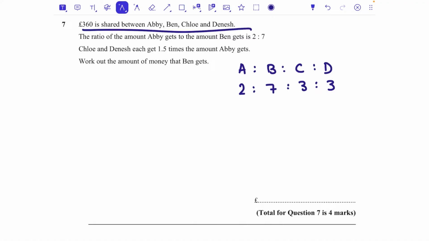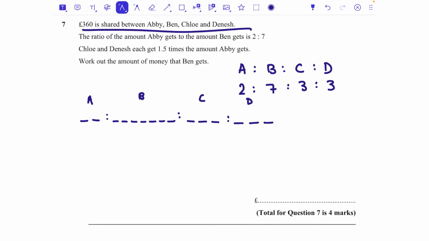Now, if you want, you can draw little lines here. I know a lot of you find that very helpful. So Abby gets 2 piles. Ben, 3, 4, 5, 6, 7, gets 7 piles. Chloe gets 3. And Dinesh gets 3. So if you find that helpful, by all means do that. When the numbers get bigger, it's a little bit trickier, but that's okay.